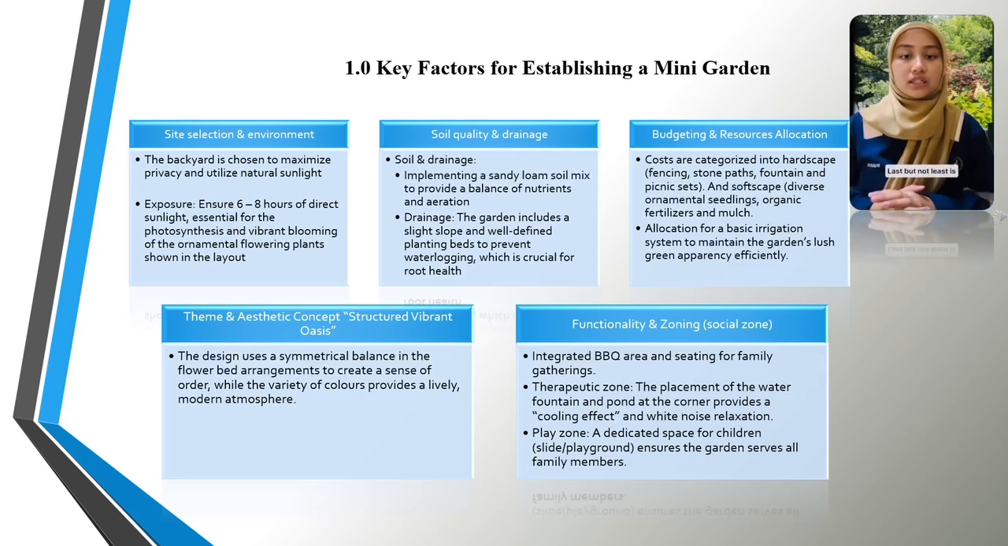Last but not least is functionality and zoning. The garden is planned based on functionality and social zoning. We have an integrated BBQ area for family gatherings, a therapeutic zone featuring a water fountain and pump to provide a cooling effect and white noise for relaxation, and a play zone with a slide and playground to ensure the garden serves the needs of all family members, including children.